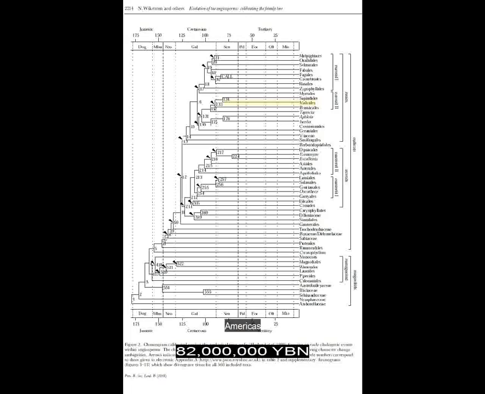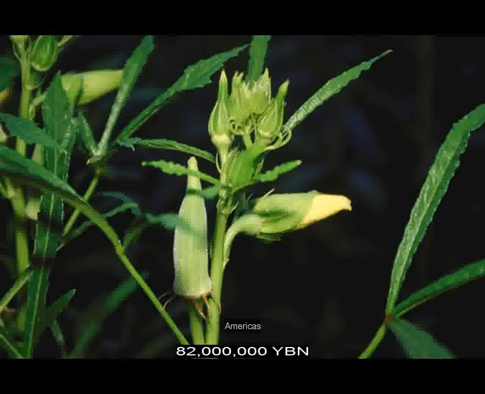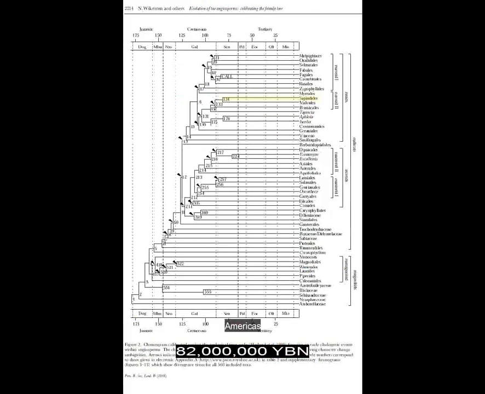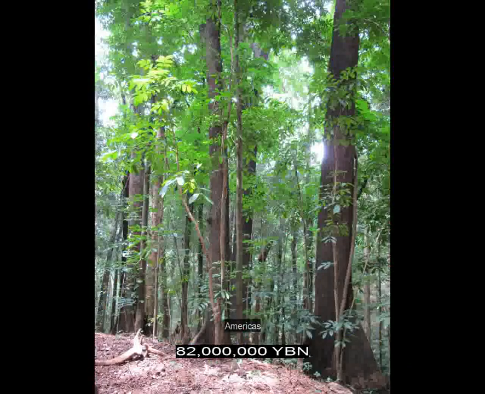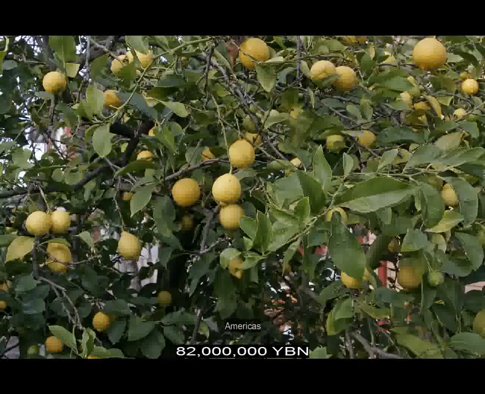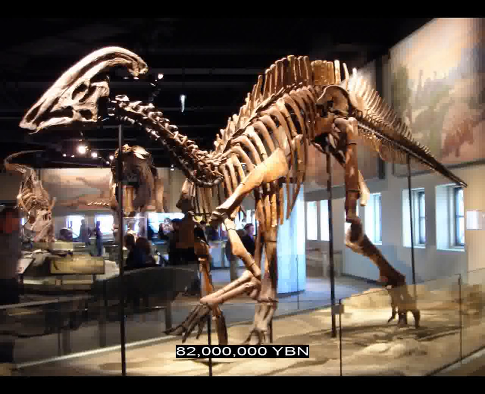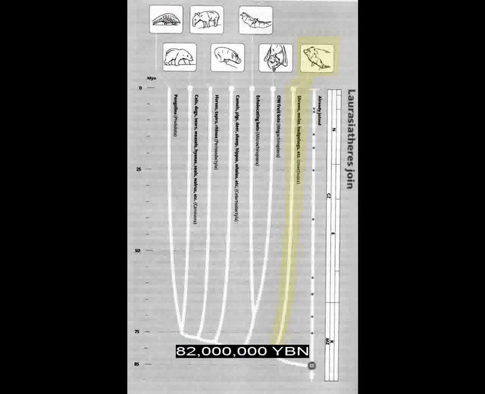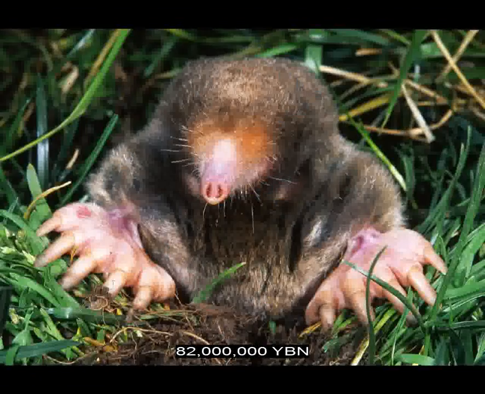The rosids Malvales evolve, the ancestor of okra, marshmallow, durian, cotton, balsa, and cacao. The rosids Sapindales evolve, the ancestor of the maple, lychee, mahogany, cashew, mango, pistachio, and the citrus trees, orange, lemon, and grapefruit. The ornithopods hadrosaurs evolve, the duck-billed dinosaurs. The laurasiatheres insectivora evolve, the ancestor of shrews, moles, and hedgehogs.